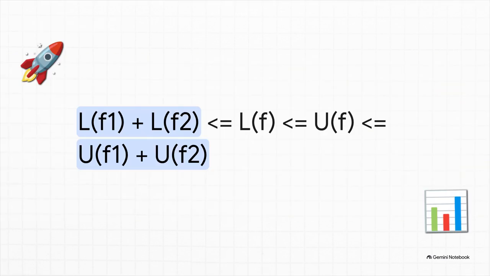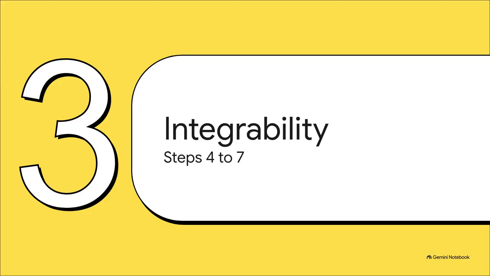And the result of that trick? This absolute master equation, the basic inequality. Just look at how the lower sums of f1 and f2 are teaming up to set the absolute floor, while the upper sums are setting the ceiling for f. Dosto, literally star-mark this equation in your notes right now, because this is the engine driving the entire rest of our proof. Okay, section 3, proving the integrability, which takes us through steps 4 to 7.